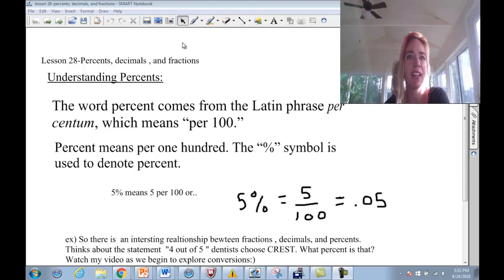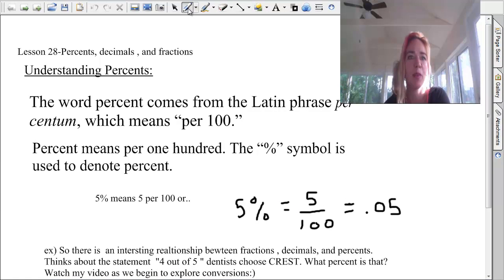Okay, welcome back. Lesson 28, percents, decimals, and fractions. I have a lot of nursing students and they often come to me and say they're getting ready for a dosage calculation exam and they're having trouble converting from percent to decimal to fraction without a calculator. So I hope this will help all those nursing students out there and of course the rest of my students.